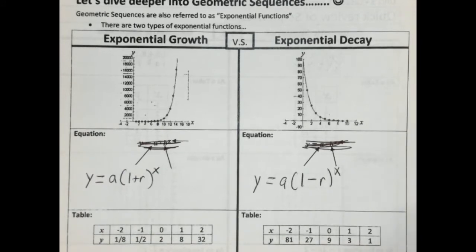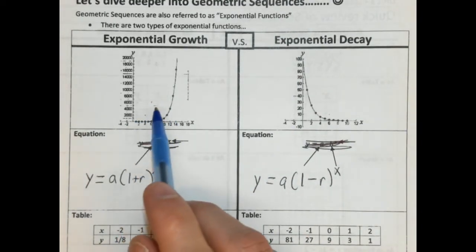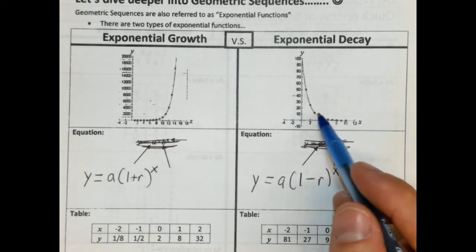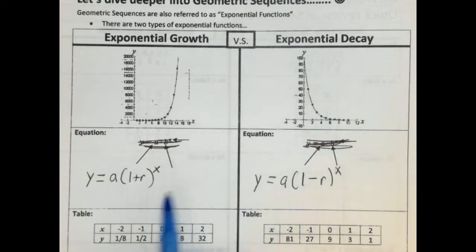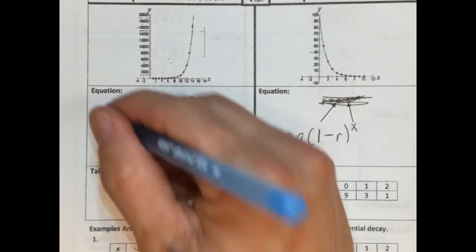exponential growth is when something's getting bigger, and exponential decay is when something's getting smaller. Okay, so as we look here, the functional value is increasing as x increases, and by functional value I mean the y value. And here in exponential decay, the functional value is decreasing as our x value is increasing. Okay, so it's represented here. So a is going to be our starting value.